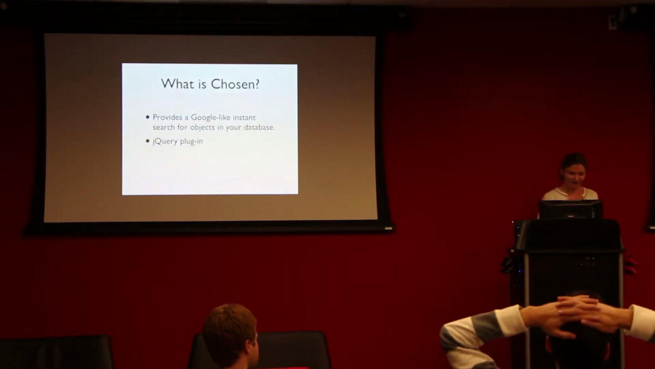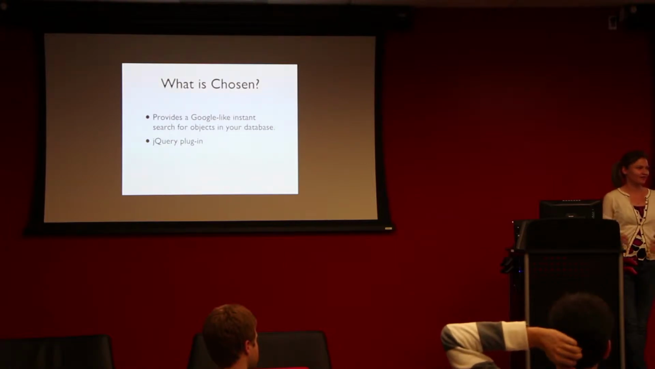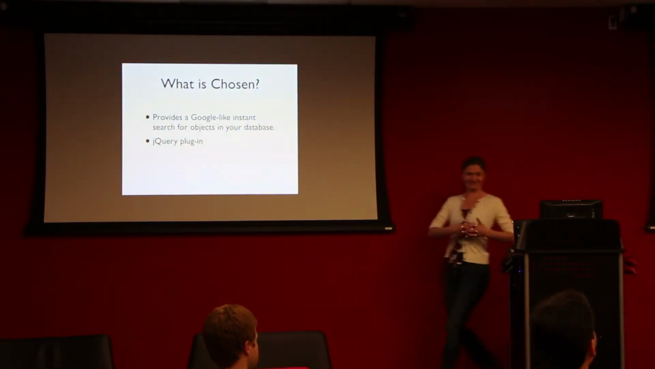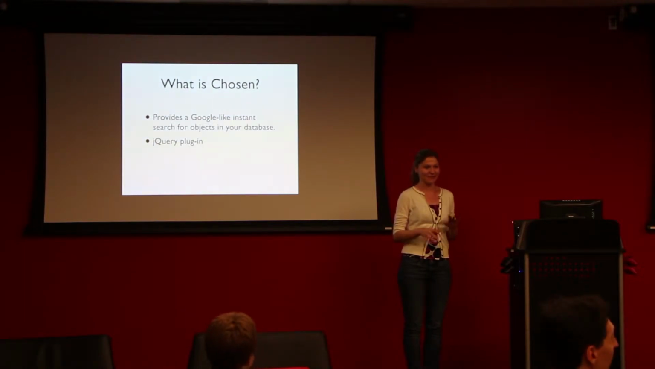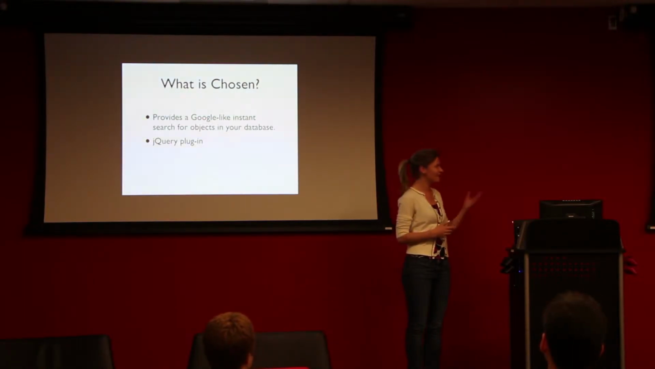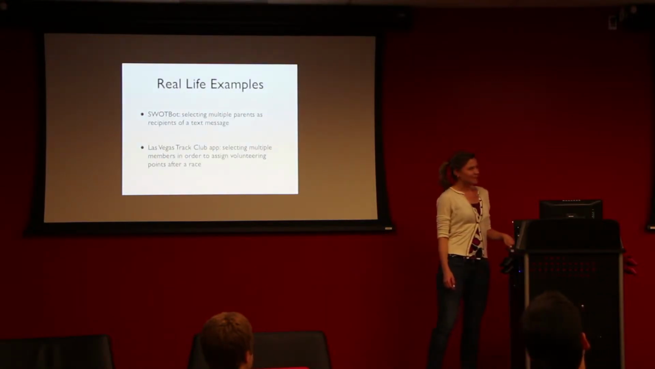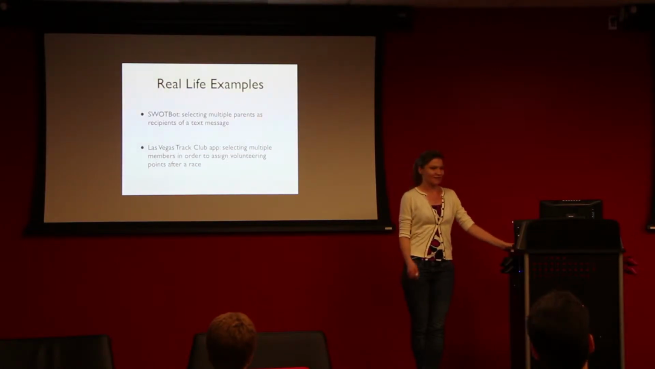So what is Chosen? Chosen is a gem that provides a Google-like instant search for objects in your database. Just like Google pops it up as you are typing, Chosen does that same thing, and it's a jQuery plugin. A real life example would be in the app that I built, the SWABot, which is like a student database or student management system.